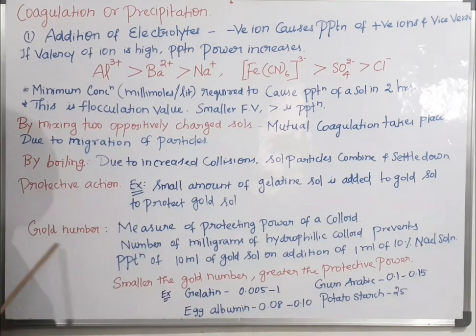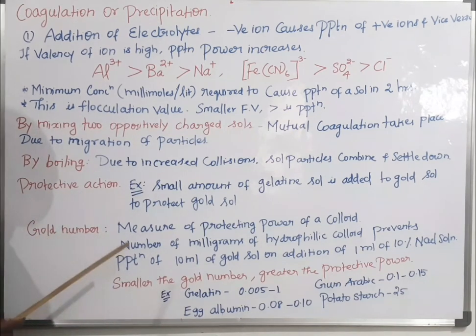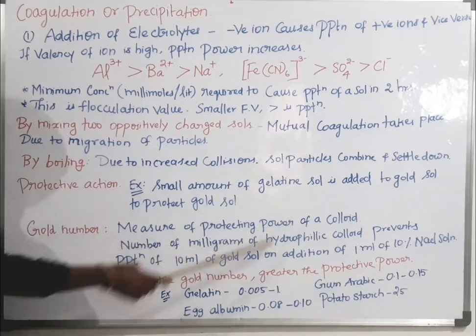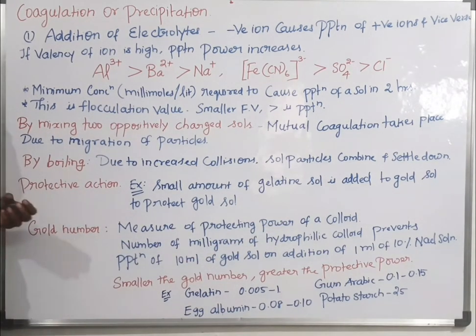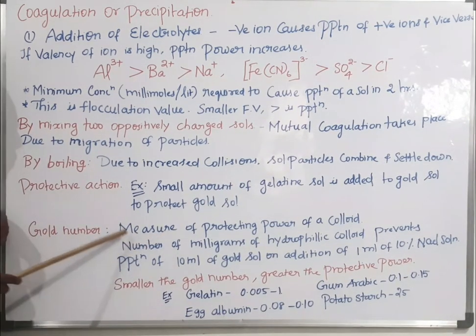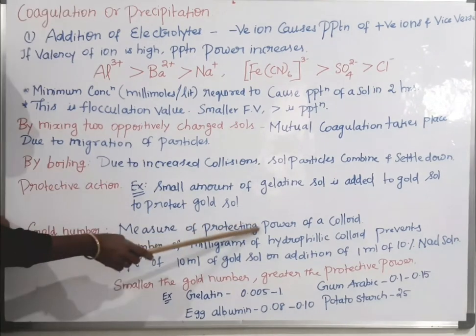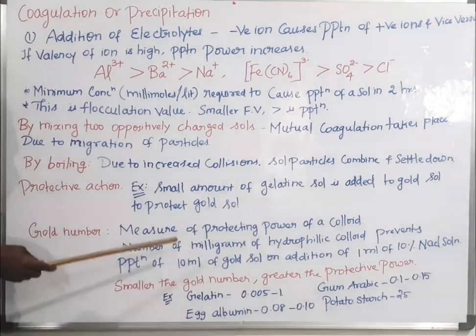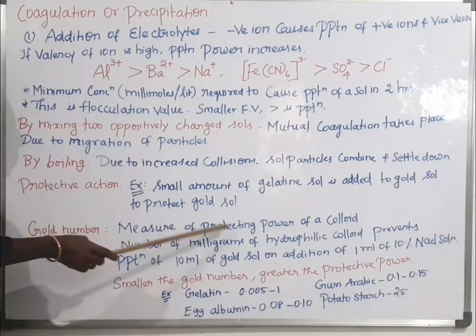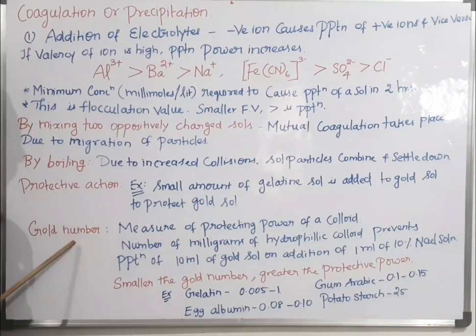Next we will see the gold number. What is meant by gold number? It is a measure of the protecting power of a colloid, that is, the power to prevent coagulation or precipitation in the colloid. The protecting power of the colloid prevents the precipitation. So the measurement of the protecting power is called the gold number.